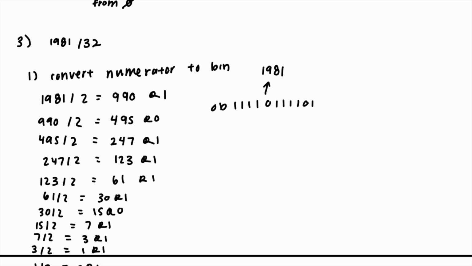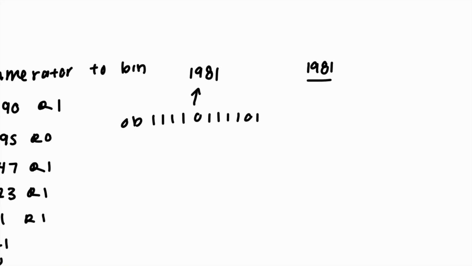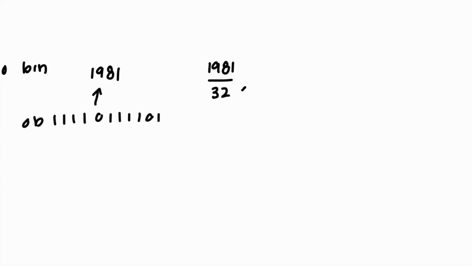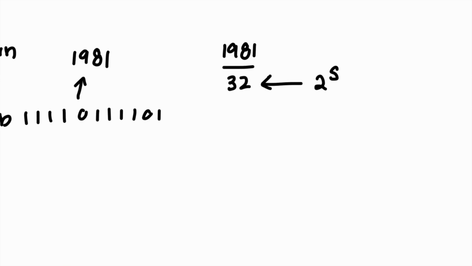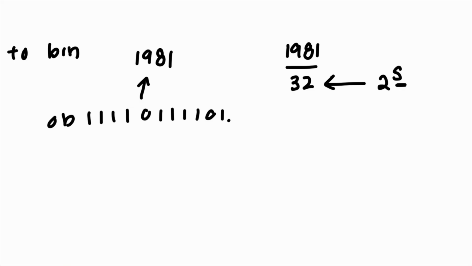Now, how should we go about getting it into its fractional form? Well, one thing you'll notice is that 1981 has 32 on the denominator. Because we have 32 in the denominator, 32 is a power of 2, since 32 is equivalent to 2 to the 5. Because of that, we can actually apply a very quick trick. Since 32 is equivalent to 2 to the 5th, we can move our decimal point left 5 times. 1, 2, 3, 4, 5.